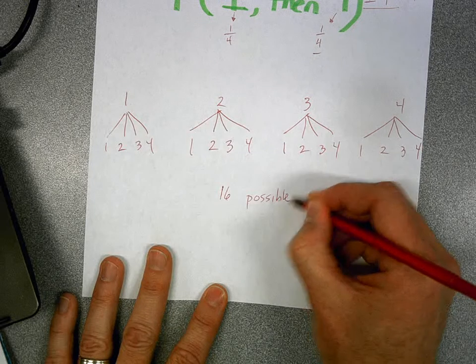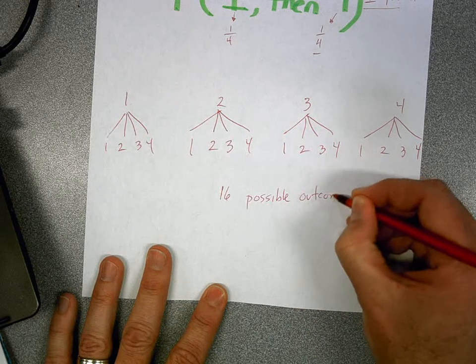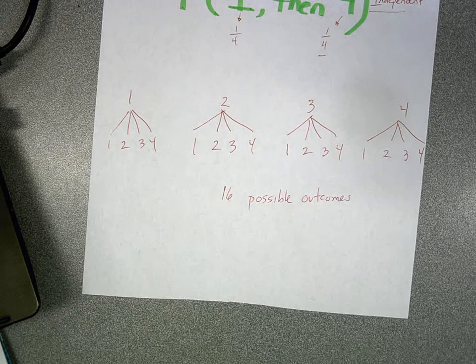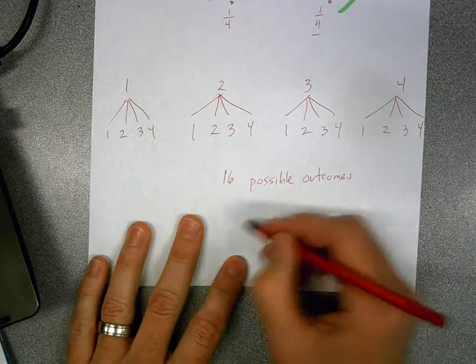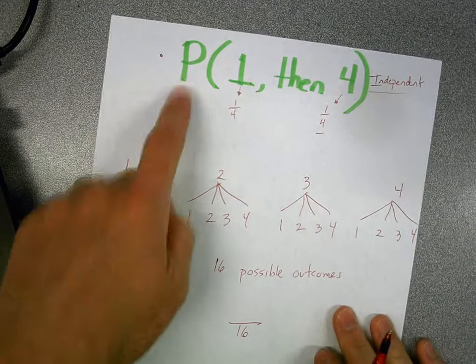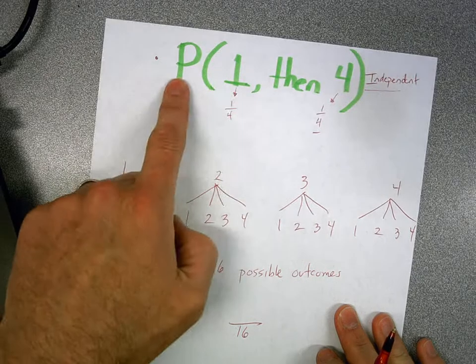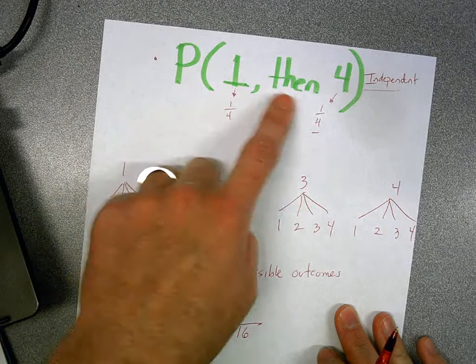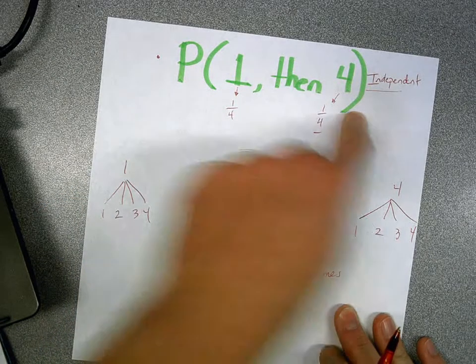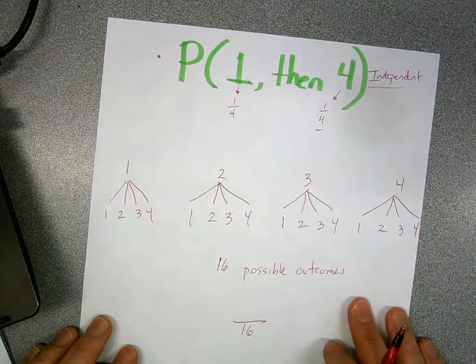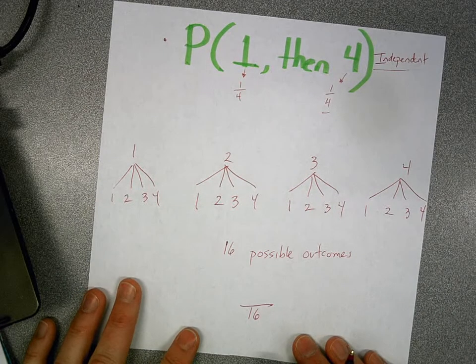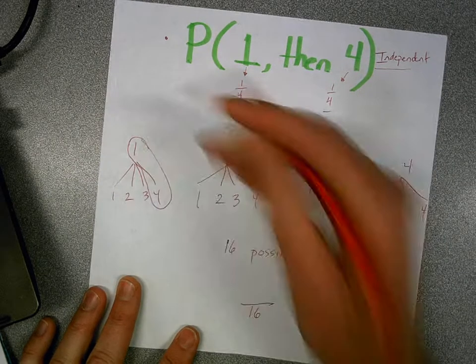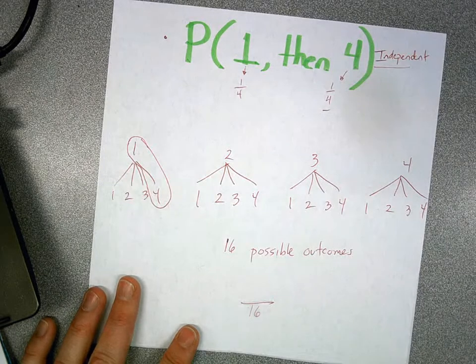Right? 16 possible outcomes. Now let's talk about this. I want to talk about the probability. Now we're going to find the probability. The winner is choosing a 1 and then a 4 in that order. How many different ways can we choose a 1 and then a 4? I don't know about you guys. I only see it in one exact spot. A 1 and then a 4.